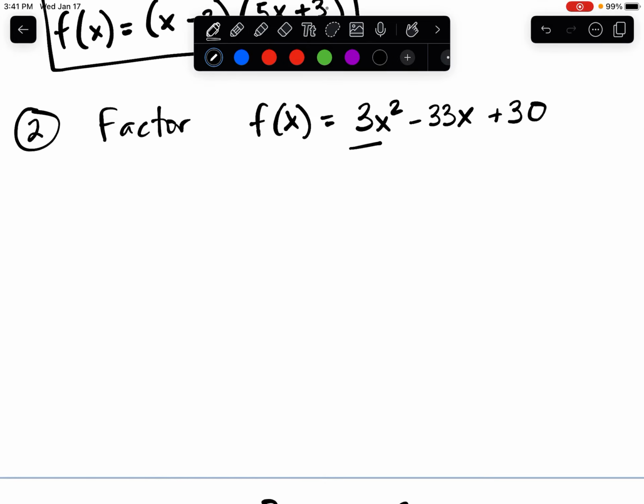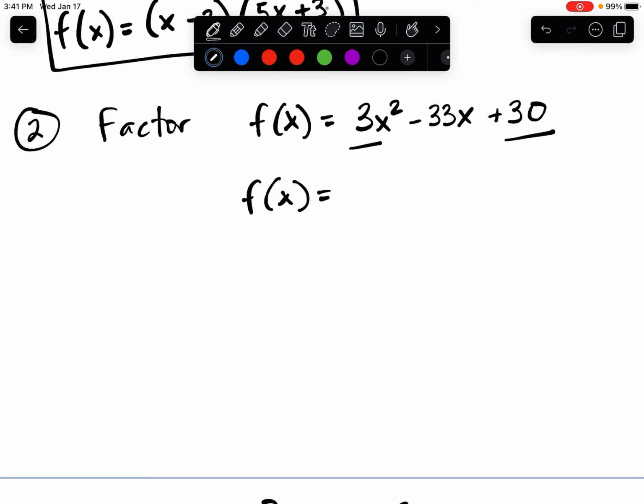Now, if I look at this one, you might say to yourself, oh, I'm going to take 3 times 30, and I am looking for 2 numbers that multiply to be 90 and add up to be -33. Now, that could get you to the right answer, but we're missing one thing. And we know from the earlier section in 5.2 that we said no matter what, I always want to start by trying to take out the GCF.